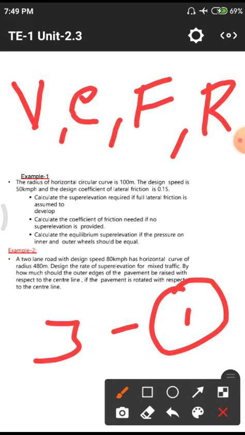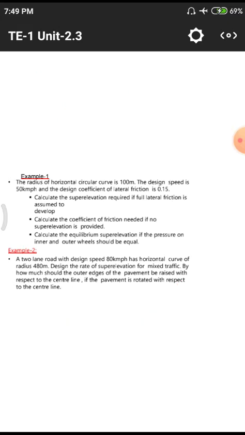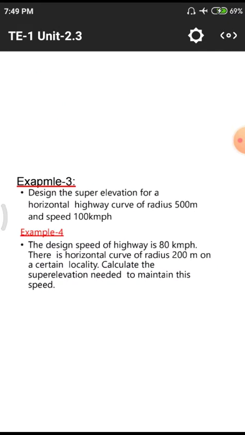In whatever the problem, we have to calculate whichever one term is not given in the problem. Those four terms are mainly velocity, elevation, friction, and radius of the curve. Those four terms are involved in these problems. These are the two problems. In this case, we have another two problems, examples 3 and 4.